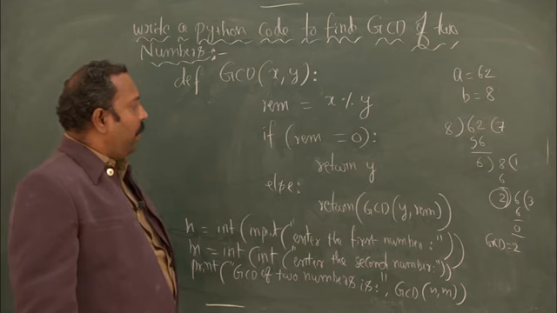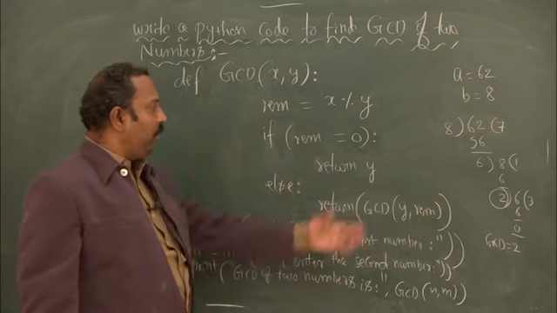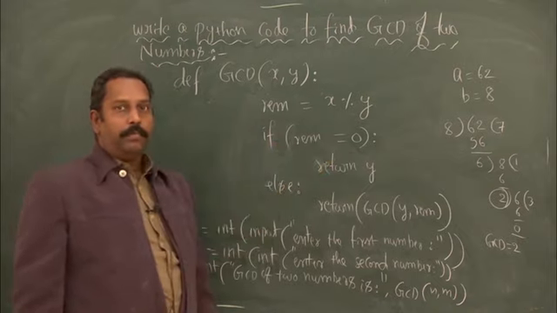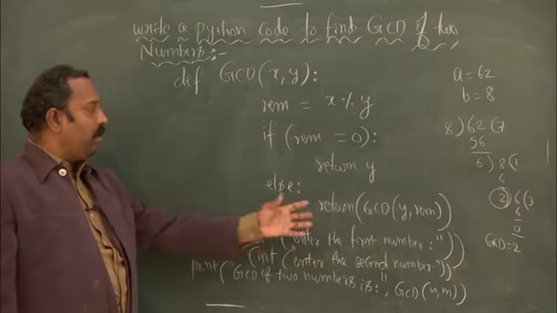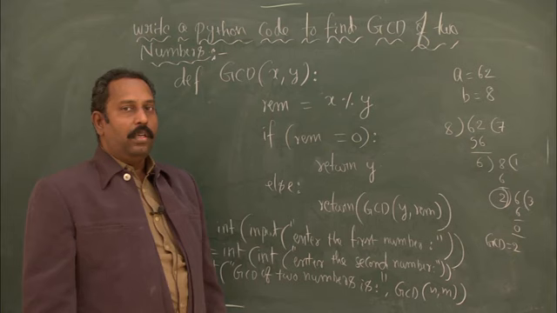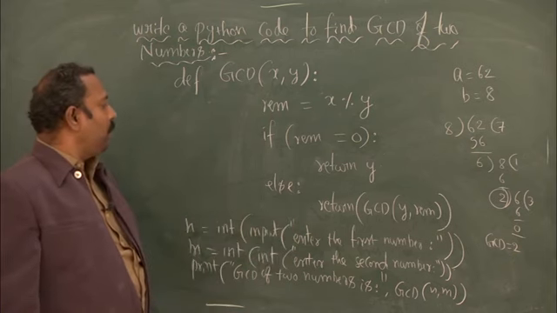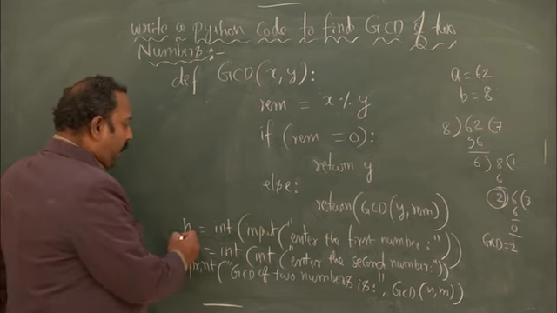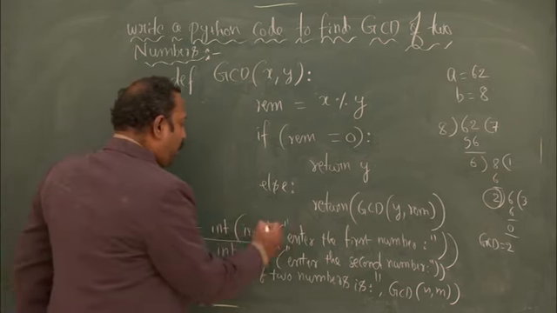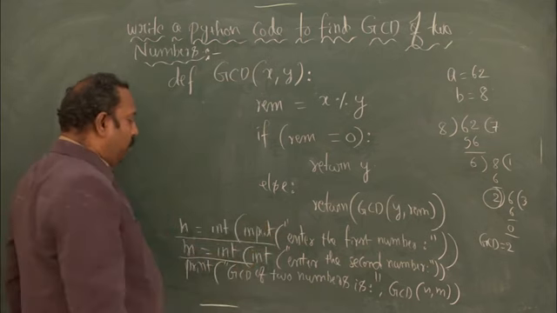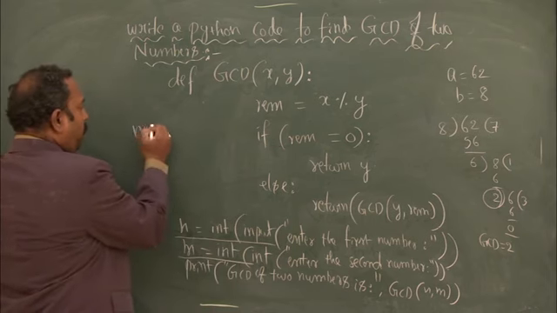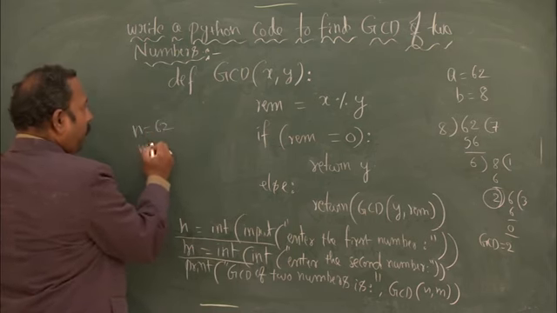So this is the logic to find GCD of two numbers. We already know how to find GCD of two numbers. Now we'll see how the code is going to be executed. To find the GCD of two numbers, we have to read two integer values. Here n is one integer value and m is another integer value. Suppose I have given n value equal to 62 and m value 8.